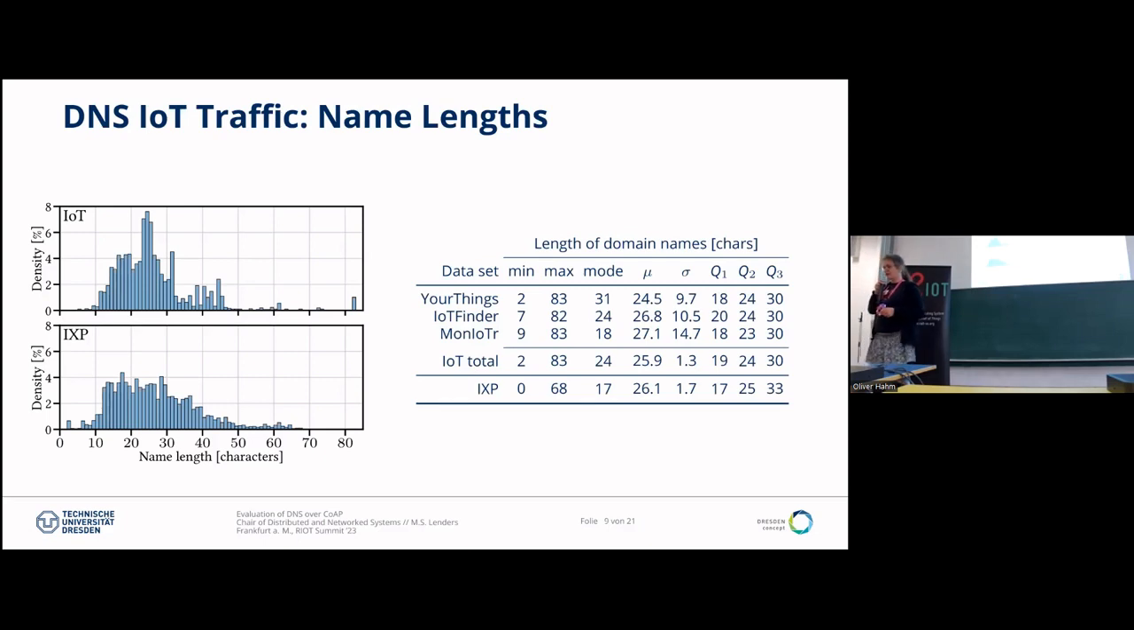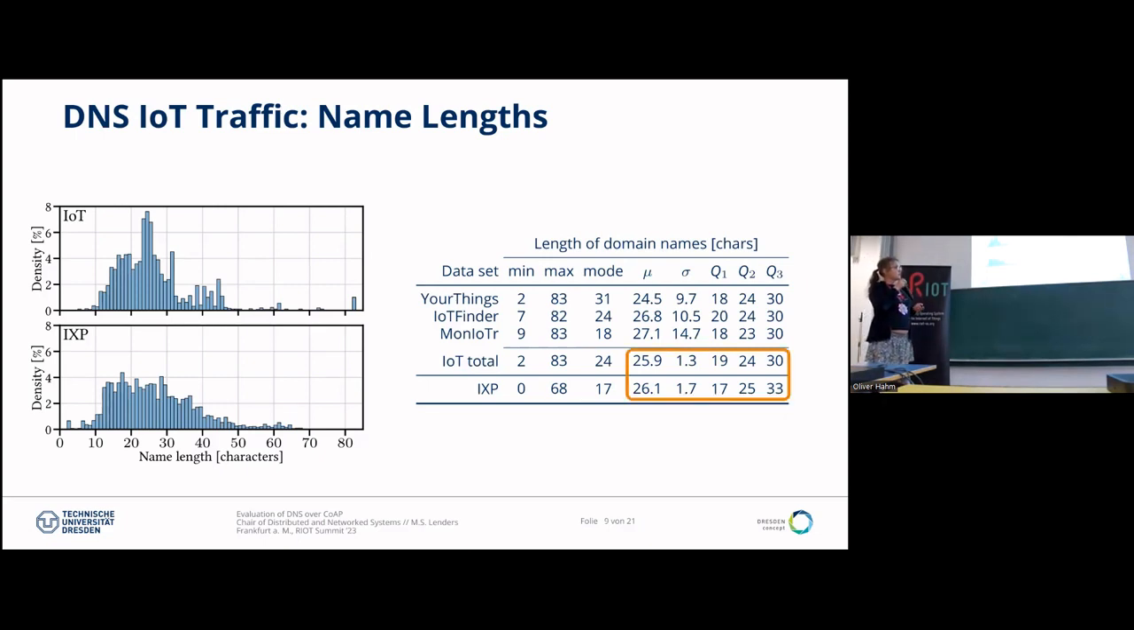So let's have a look at the name length. If we look here at the left side, we have two histograms based on the PDF of the name lengths. So the name length is on the x-axis and the density of the function is on the y-axis. Note that this only goes to 8%, so this is not 100% here. And on the right side, we have also the key density properties of each of the sets listed in a table. So what can we say from that?